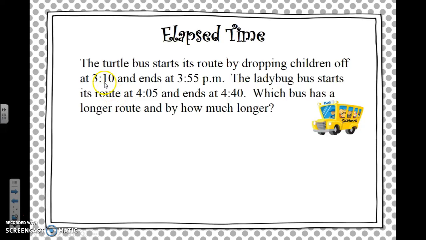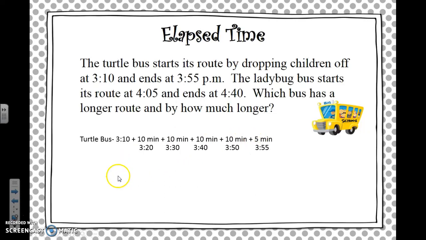So first I need to figure out how much time is it between 3:10 and 3:55. How long is that? So what I can do is I can set that up in 10-minute increments. So that means I'm going to put turtle bus here. I'm going to start at 3:10 and I'm going to keep adding 10 minutes until I get there.